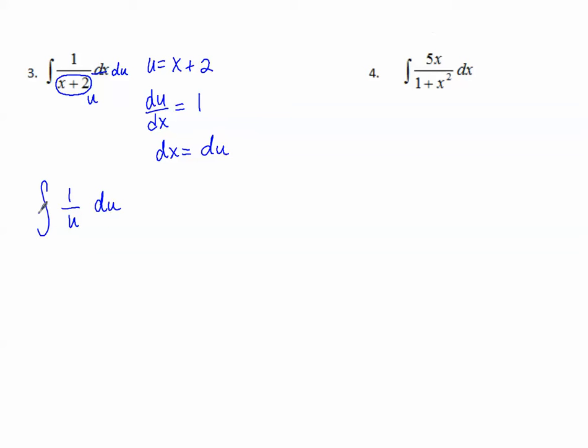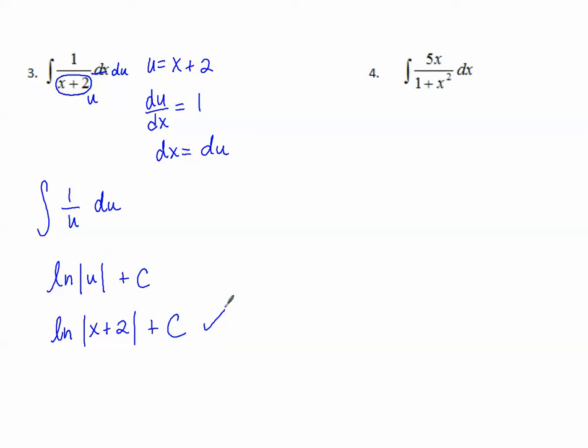And now this looks like my 1 over x dx situation. So I do the antiderivative, the natural log of the absolute value of u, plus c. But we started with x's, so we end with x's. U is x plus 2, so one last step, natural log of absolute value of x plus 2 plus c. Starting to get the idea?